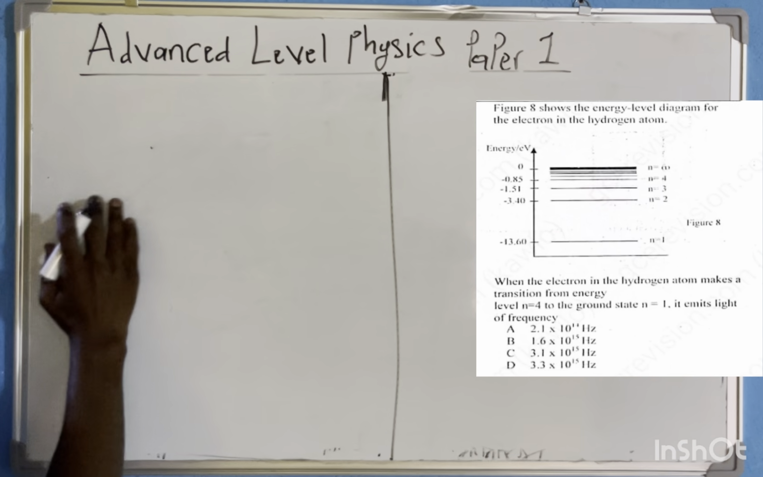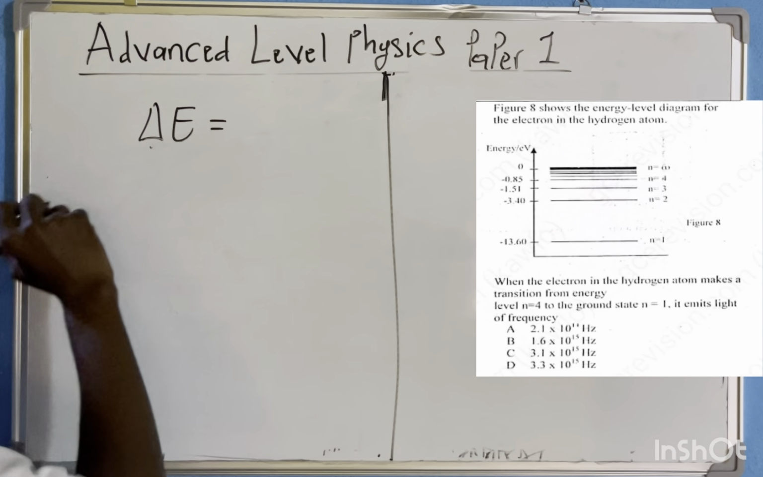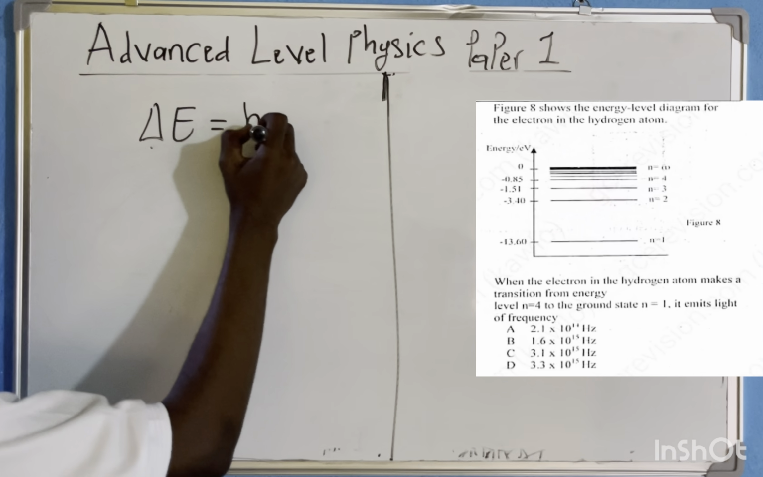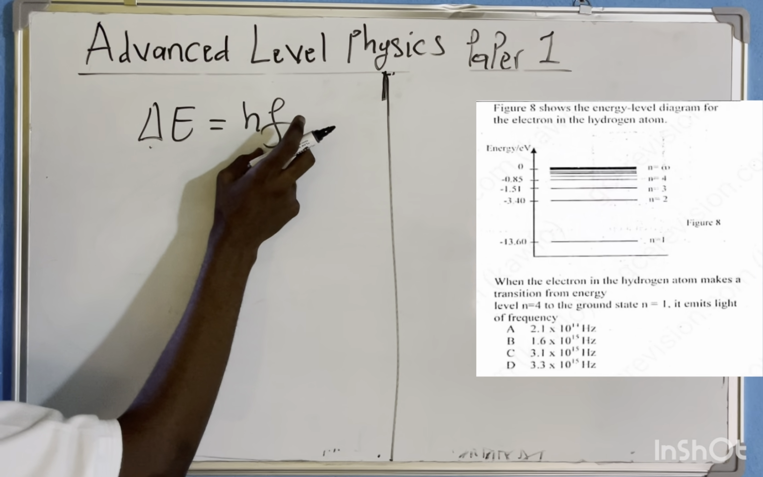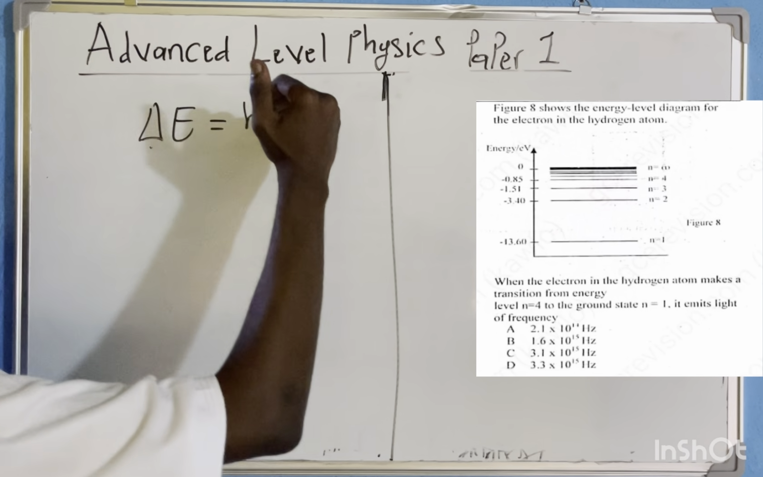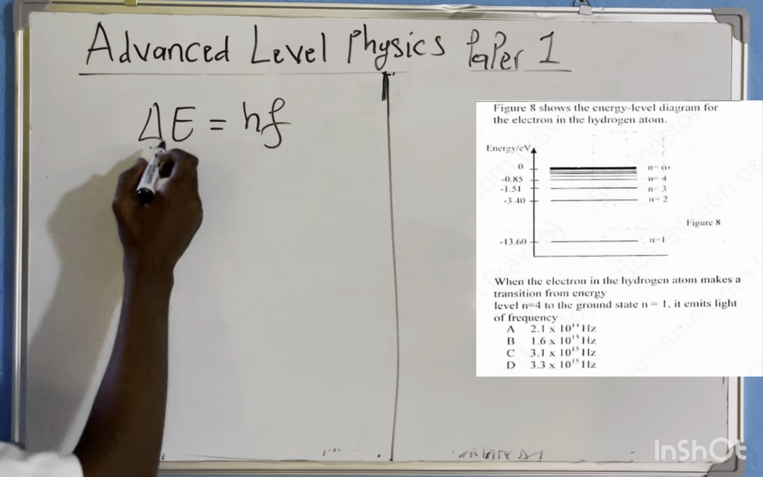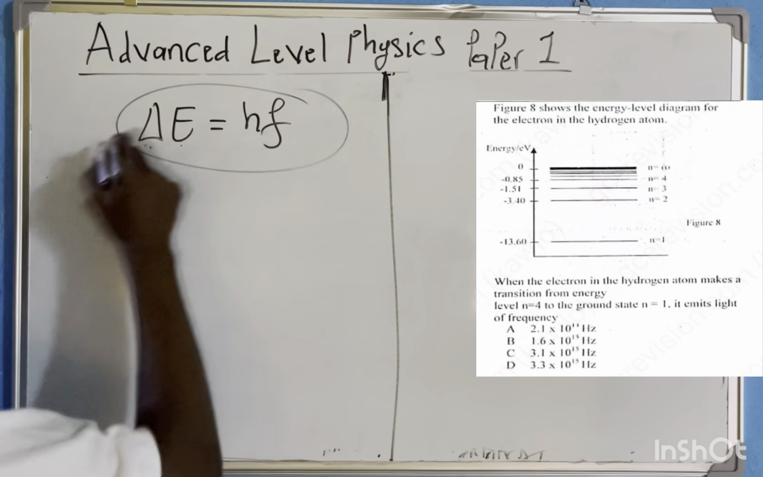We know that when I am leaving from one energy level to another, the change in energy is related to the frequency by Planck's equation, which says E = hf. So the change in energy is related to the frequency, because when I move from one energy level to another, there is emission of radiation. That radiation has an energy called delta E, which is related to its frequency by this equation.